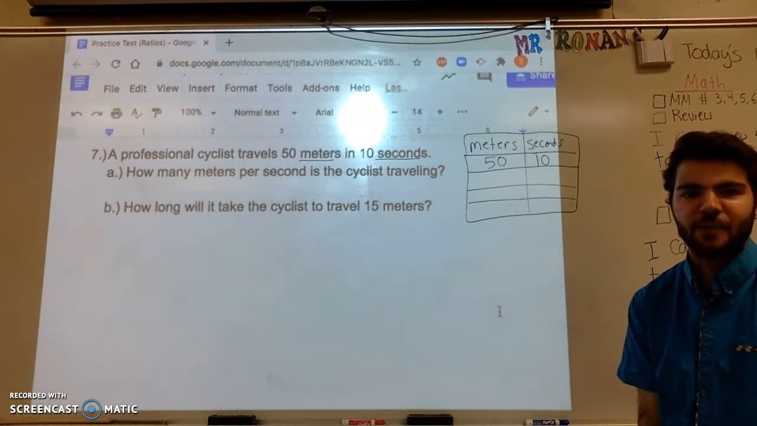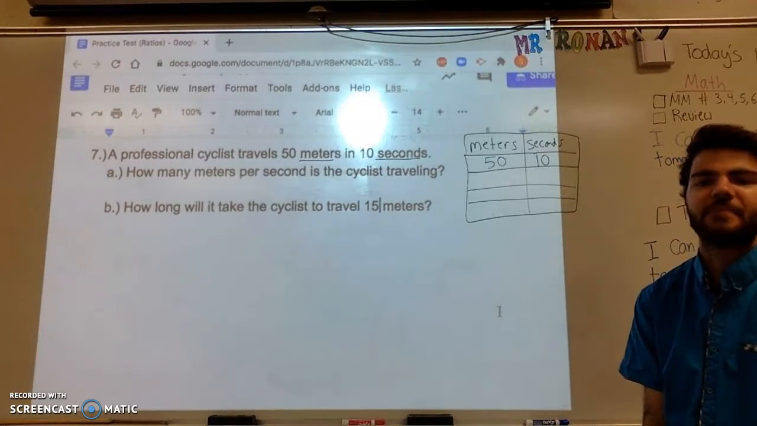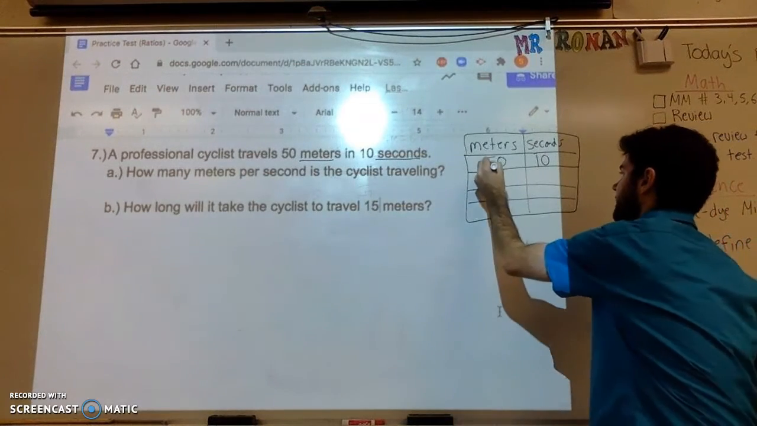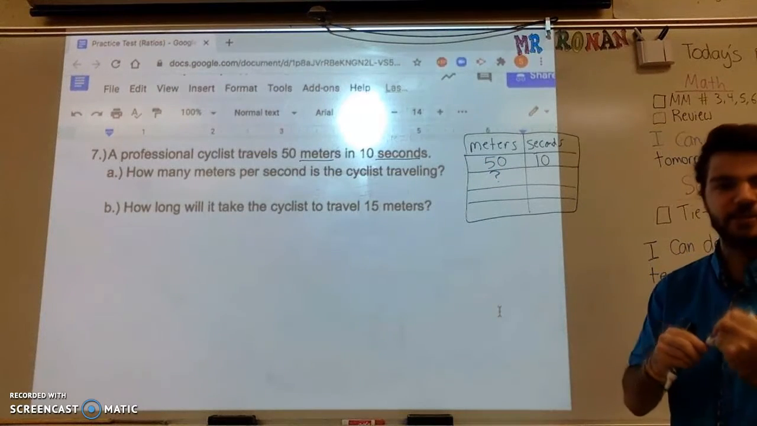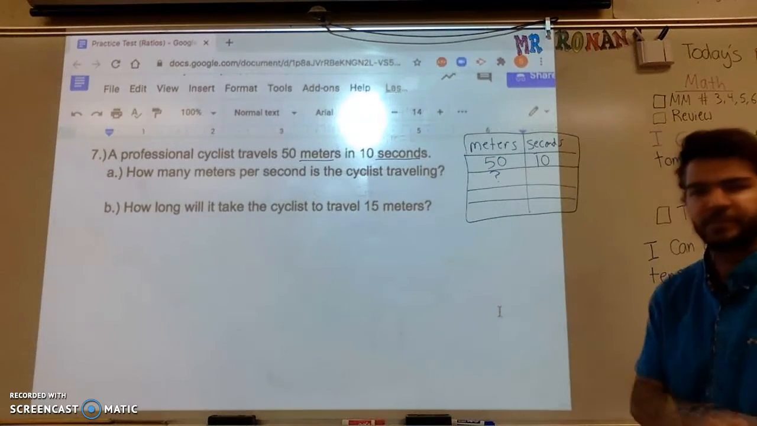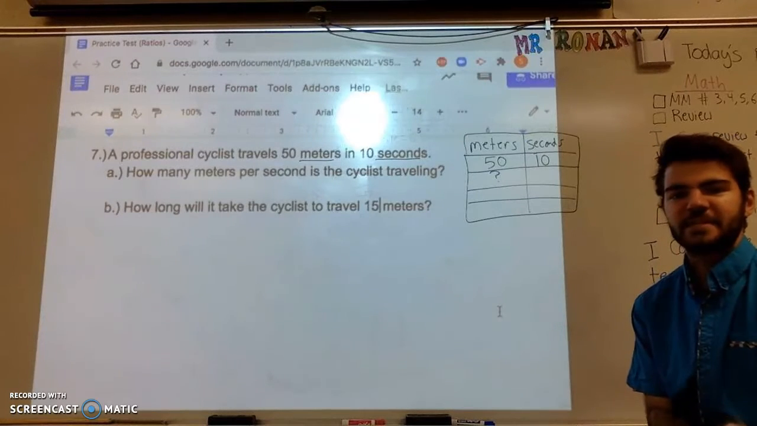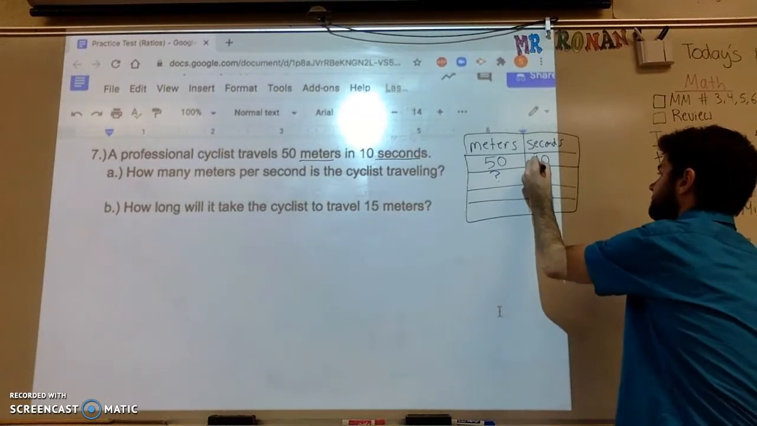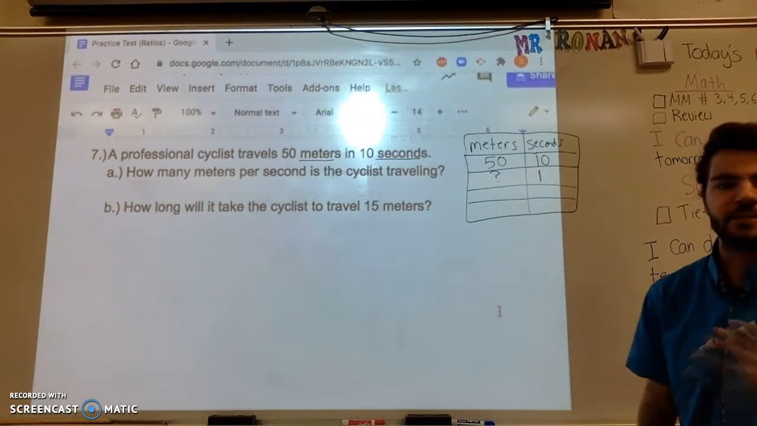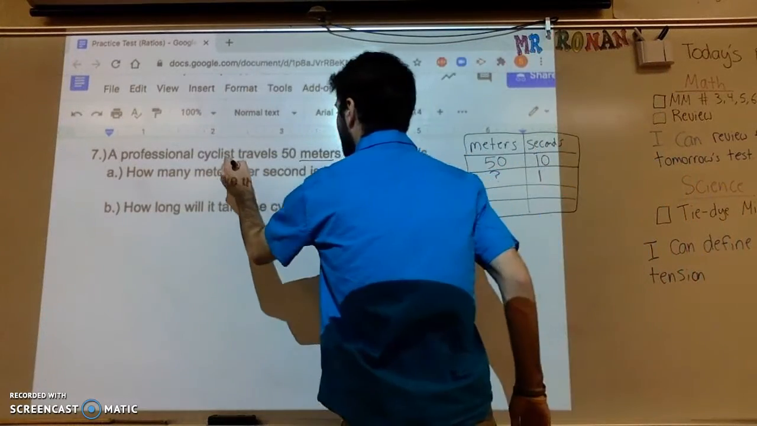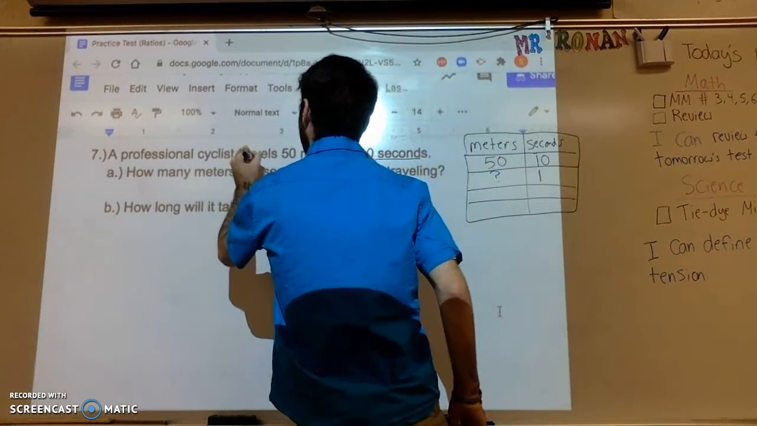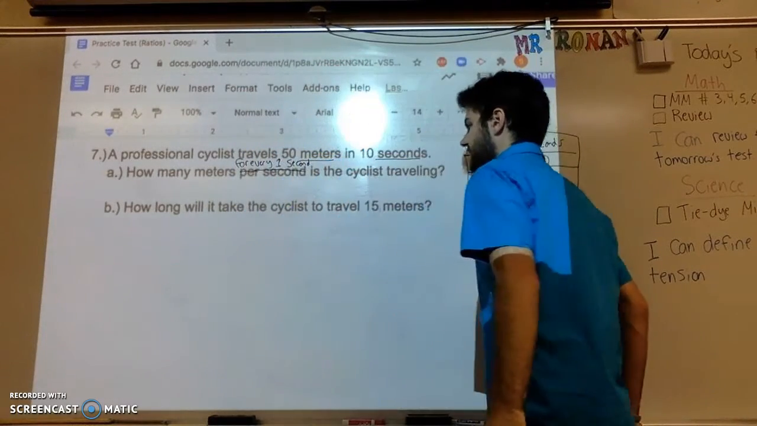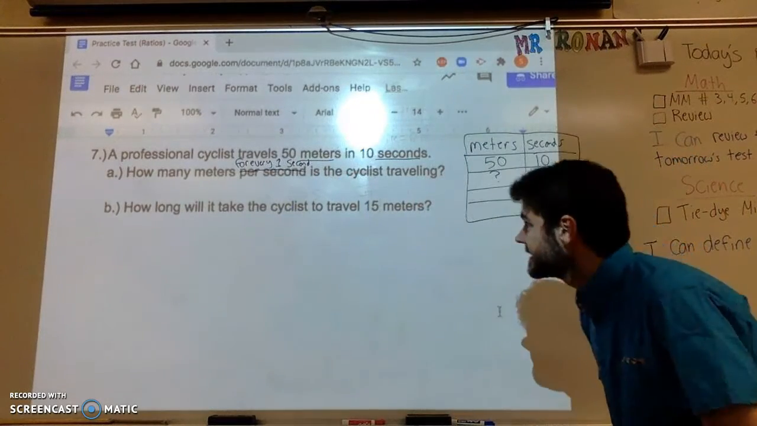First thing is how many meters, okay? We don't know how many meters there are. So our meters column is going to be a question mark. I'll use a different color, make it look fancy schmancy. Question mark, okay. We don't know how many meters. And then it says per second. Per second, that's the same thing as saying 1 second, okay? So in my seconds column, I could just write 1. Okay, so how many meters per second? That's just like saying for every 1 second. So how many meters for every 1 second is the cyclist traveling?